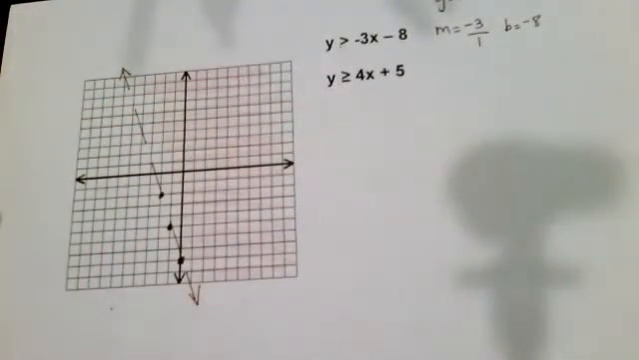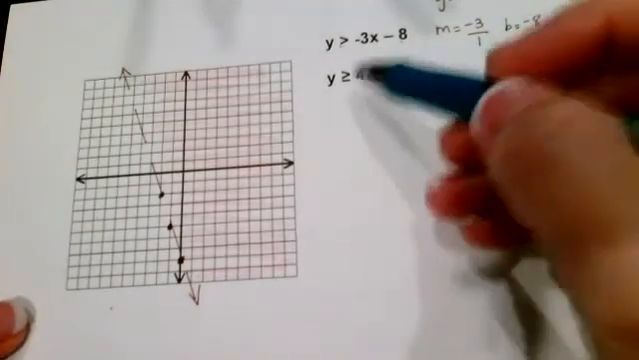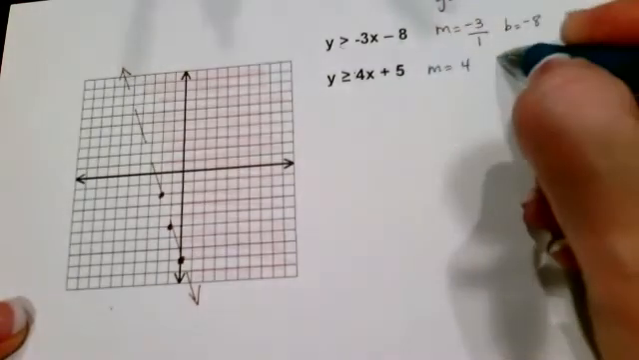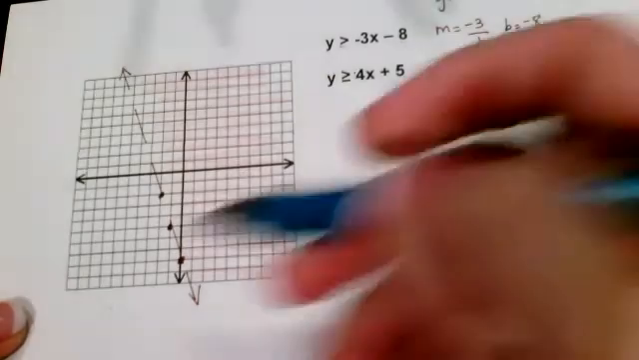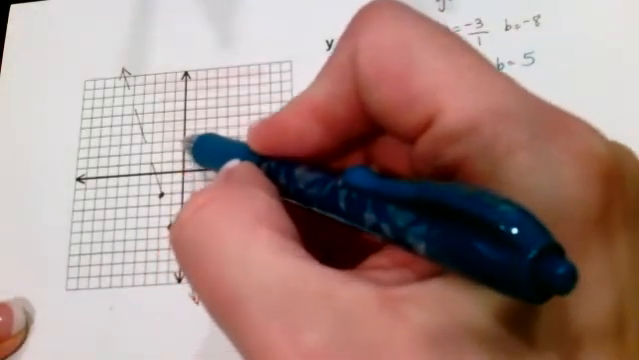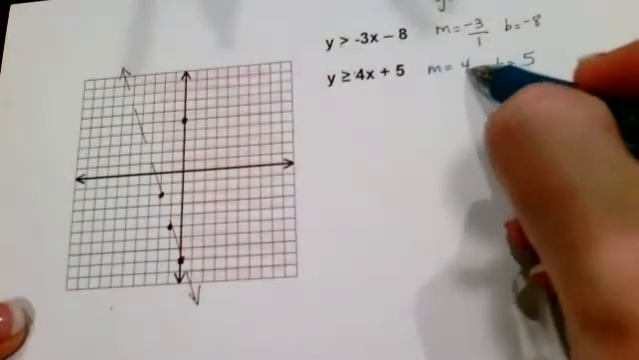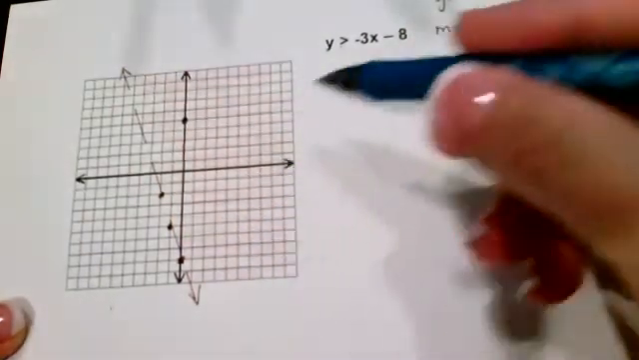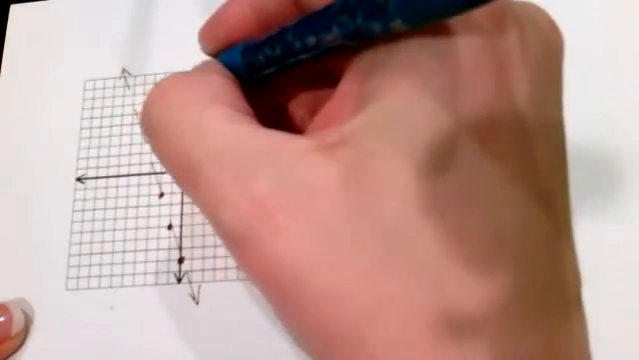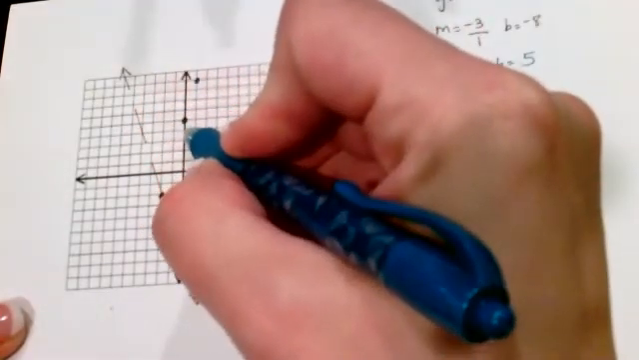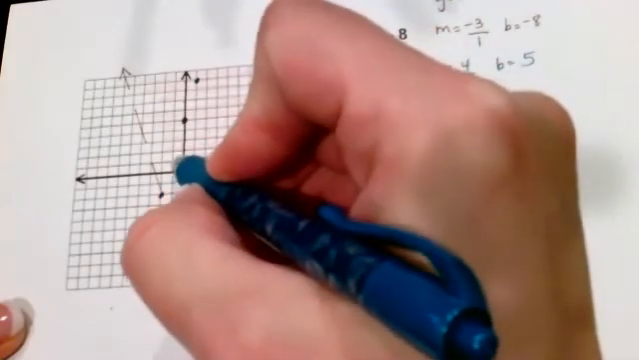And now I'm going to do the exact same thing with the other inequality. So this time I can see that the slope is 4. The y-intercept is 5. So I'm going to start at the y-intercept of 5. And this time I can go up 4 and right 1. Or I could go down 4 and left 1.